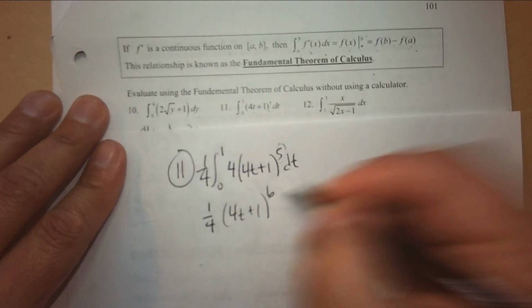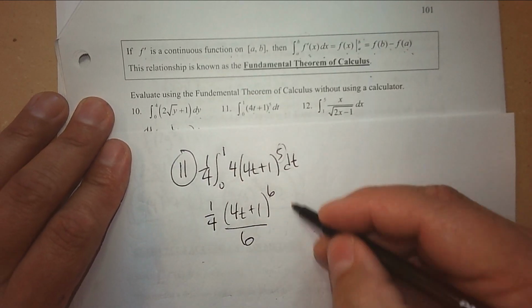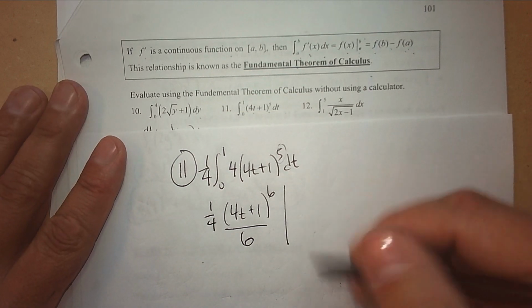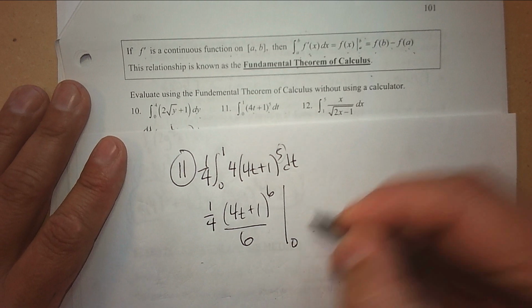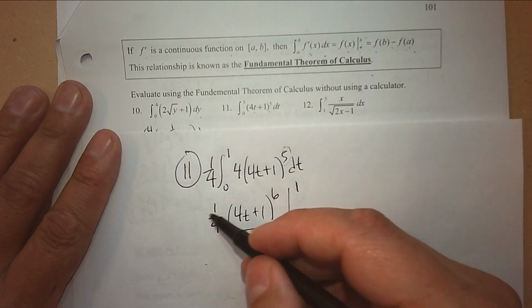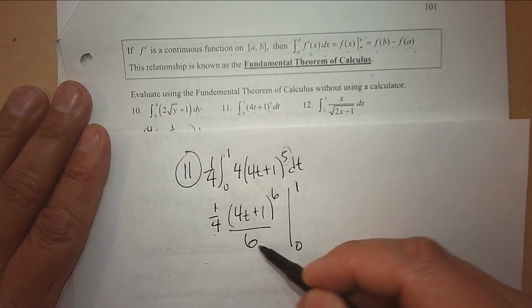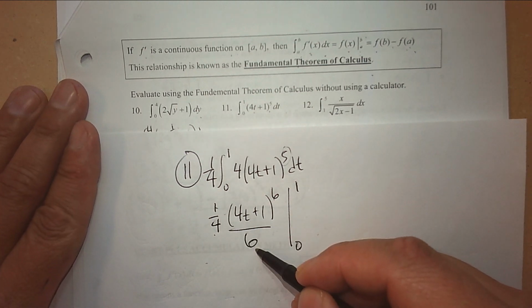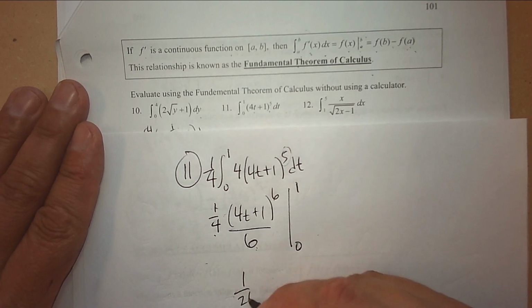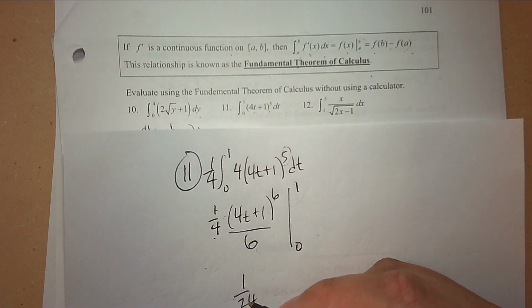That's 6. And then divide by it. And I'm going to integrate that with the bounds. I'm going to plug in. The lower bound is 0, and the upper bound was 4. 1 over 4 and 1 over 6. Together, 1 over 4 times 1 over 6 is 1 over 24.